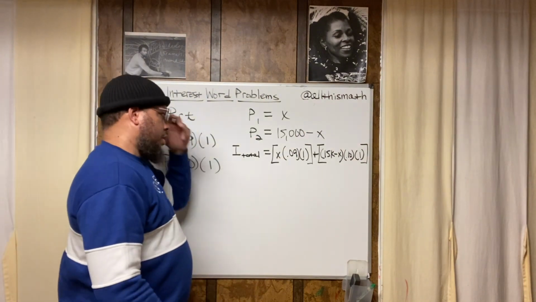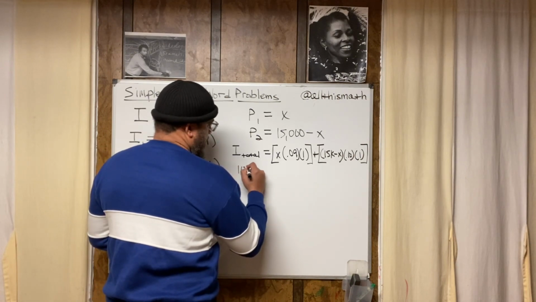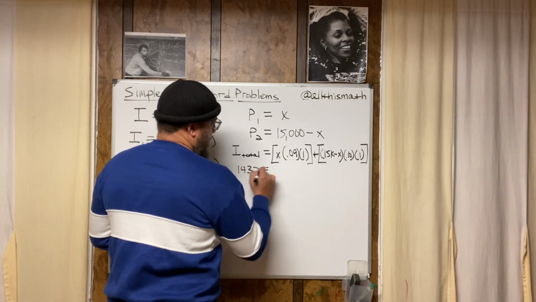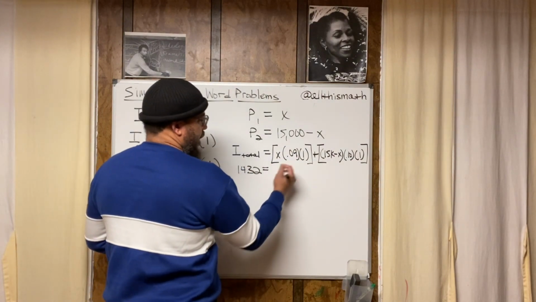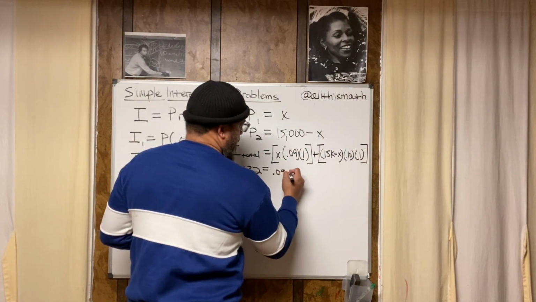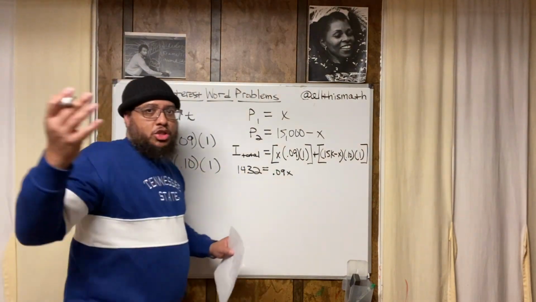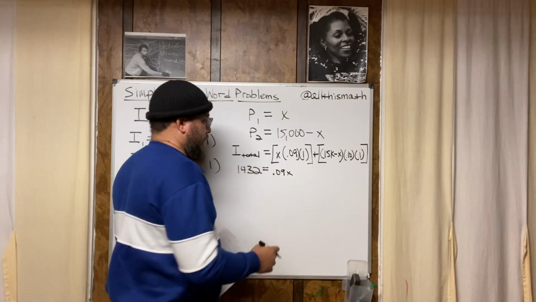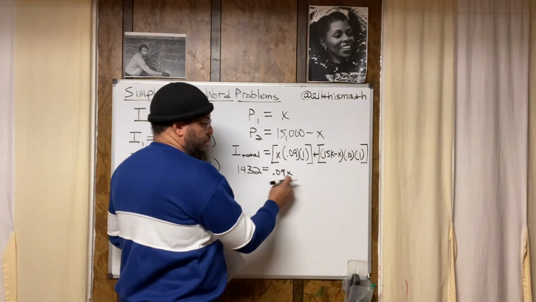All right. So now let's replace this with 1432. So we got 1432 is equal to, now let's clean this up. 0.09 times 1 times X is just 0.09X. All of that simplifies to just that. Multiplication is commutative. It doesn't matter the order that you do the multiplication in. 0.09 times 1 is just 0.09. 0.09 times X is 0.09X.